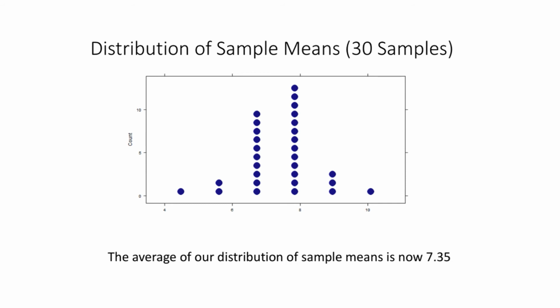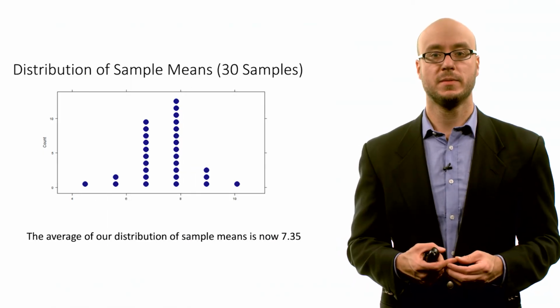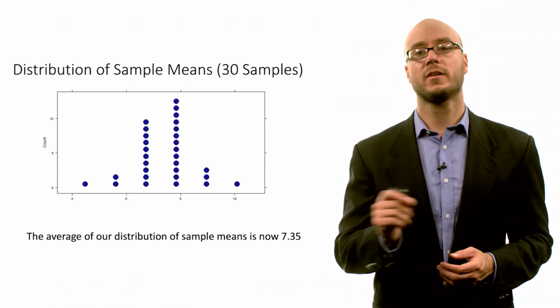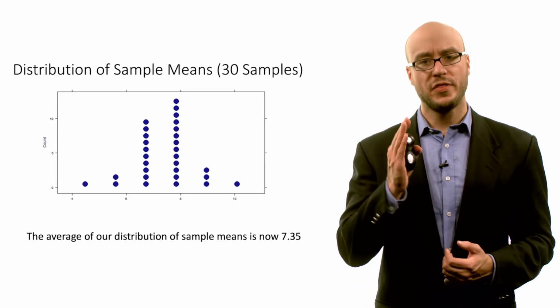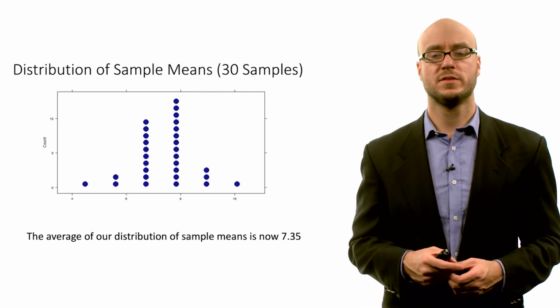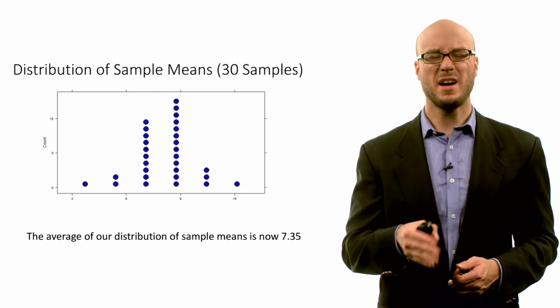What would happen if we were to take 30 samples? So what we're doing is we're taking 30 different samples from Iowa, and each time we're calculating the average number of years in terms of educational attainment. And you can see that there's some variation, right? Some sample means are above, some sample means are below. But the average of this distribution of sample means for Iowa is about 7.35.